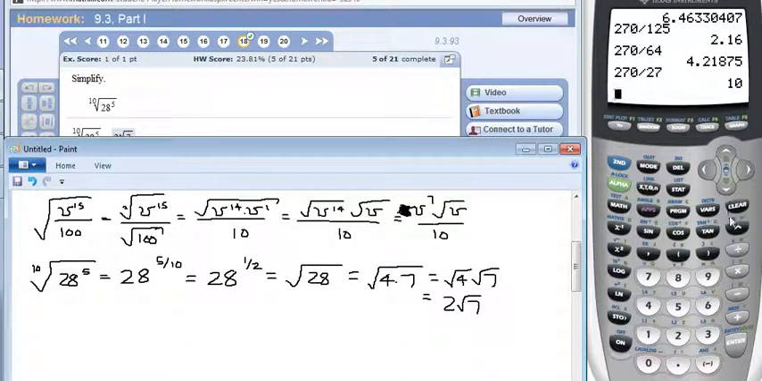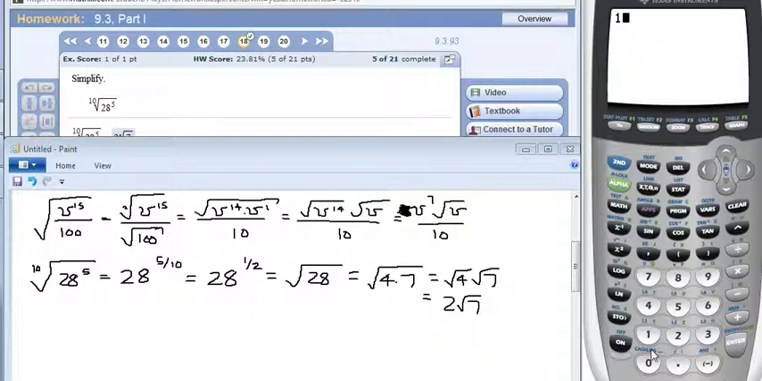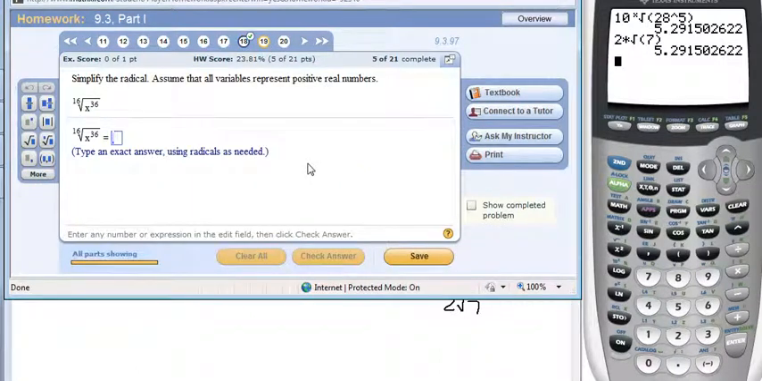Let's check it with a calculator. Let's say this was a test. I want the 10th root of parentheses 28 to the 5th power. Or I can also do 2 times square root of 7. Those should be exactly the same decimal, and they are. So in a test situation, just use all your resources and use them wisely. Okay?